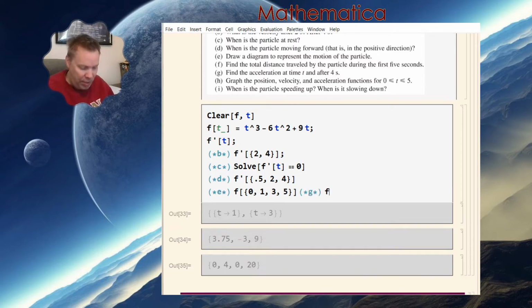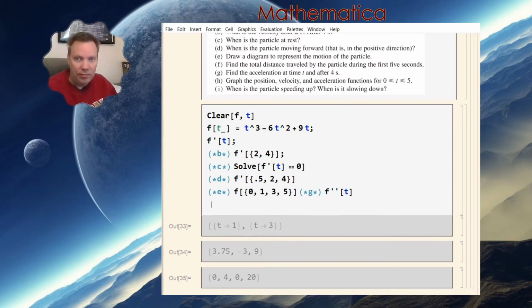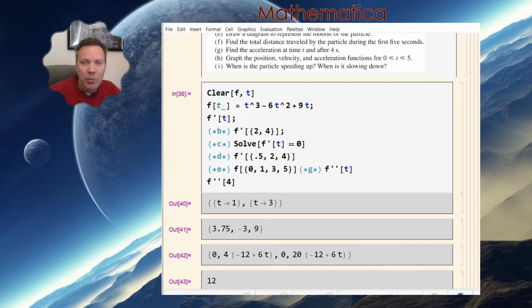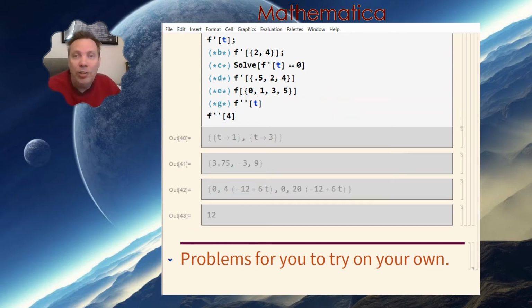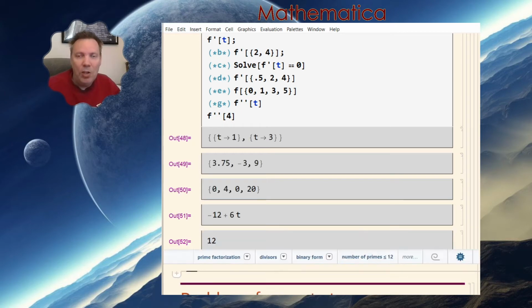So here's the acceleration function. It's just f of t. And to evaluate this, f double prime of t, the acceleration, at 4, I need to do f double prime of 4. I'm going to evaluate this, and you notice that I have a return error right there. So let me go back and do this.